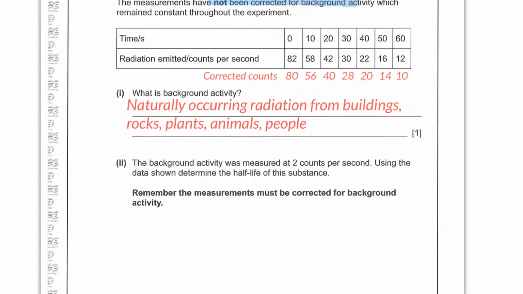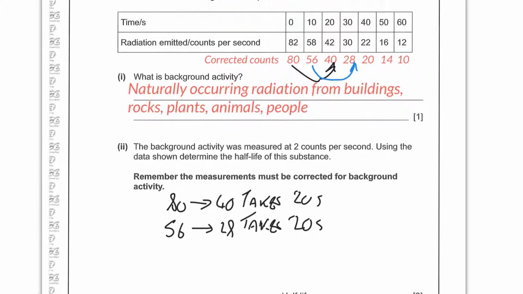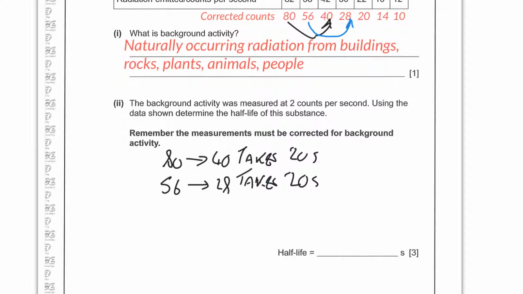Then we're looking for halving points here. So you can see that there's a halving from 80 to 40, and also there's a halving from 56 to 28. So those are 2 examples of half-lives. So 80 to 40 takes 20 seconds, and 56 to 28 also takes 20 seconds. So that means that the half-life is 20 seconds.